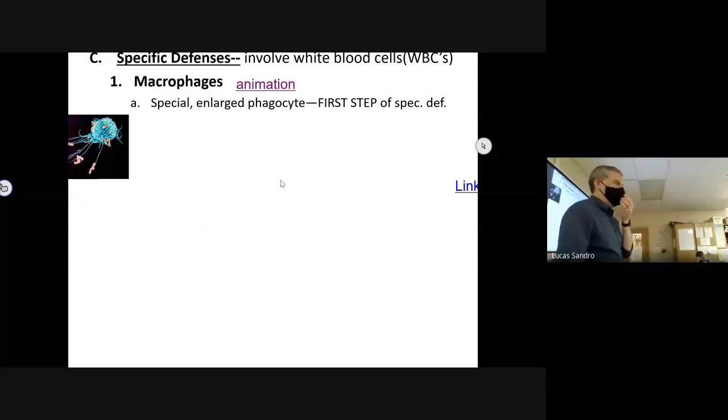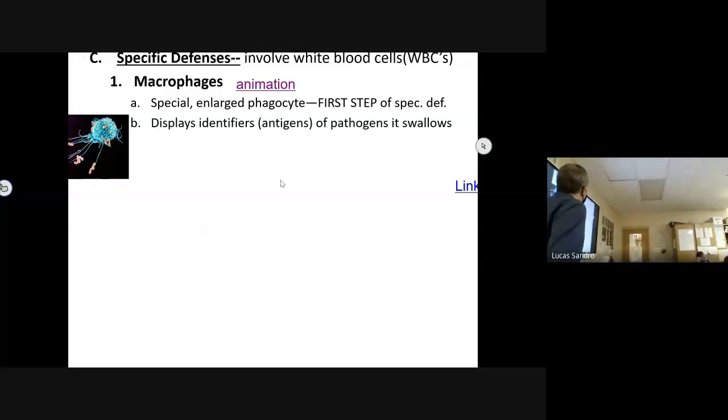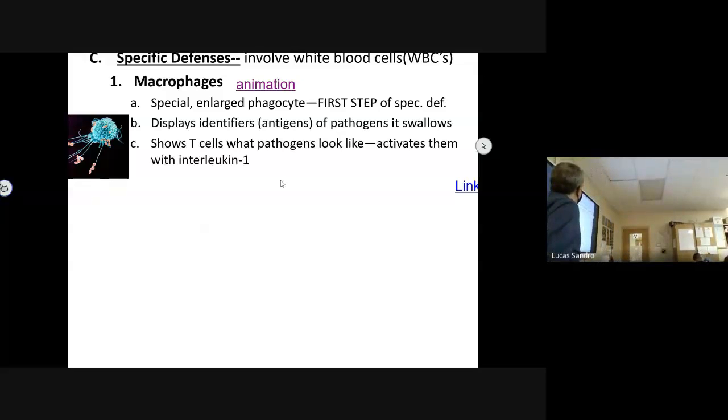It's basically a special enlarged phagocyte, and it displays the antigens that it got off of bad guys, and it shows those to T cells. As it shows antigens to T cells, it also secretes a chemical that activates those T cells. That chemical is called interleukin-1.